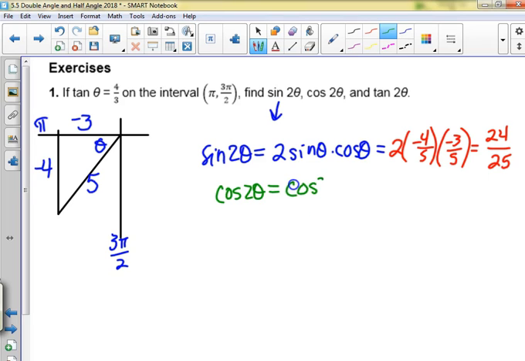The first one, cosine squared minus sine squared. Is that okay with everybody? It's nice we don't need a common denominator for that one. It'll get its own common denominator, okay?